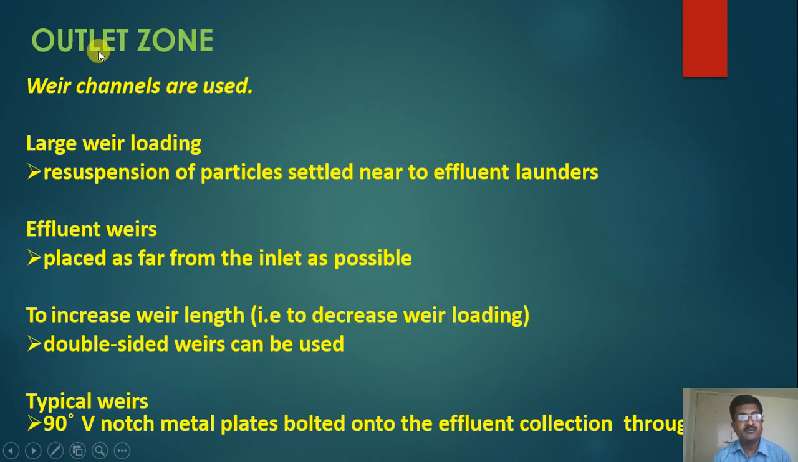Now in the outlet zone, weirs or weir channels are used, as we have seen earlier. Large weir loading causes resuspension of the particles settled near the effluent launders. Effluent weirs are placed as far from the inlet as possible to increase the weir length, that is, to decrease the weir loading. Double-sided weirs can be used, as we have seen, so that the water can be collected from the center channel. Typical 90-degree V notches are used, with metal plates provided, so that the supernatant water can be brought into the channel.